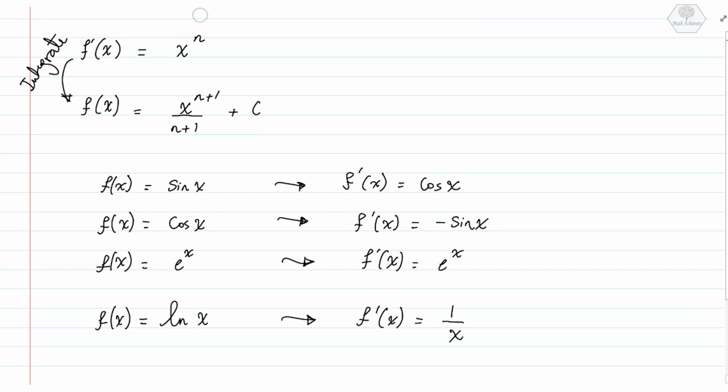So now, this is how we derive. And the antiderivative is simply the opposite. So from f prime, the integration of cosine x is equal to sine x. The integration of minus sine x is equal to cosine x. So the integration of sine x is equal to minus cosine x. The integration of e to the power of x is simply e to the power of x. And the integration of 1 over x is equal to ln of x. I hope it's clear till now.